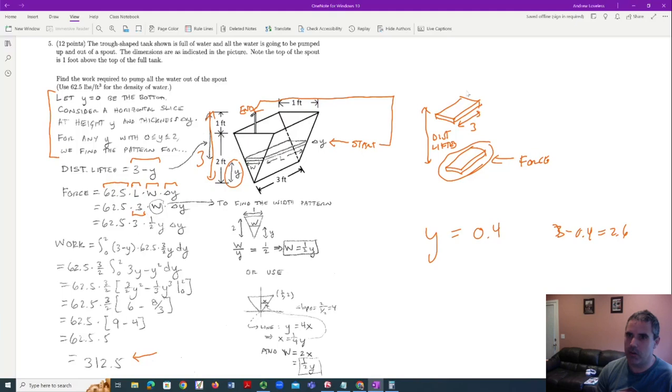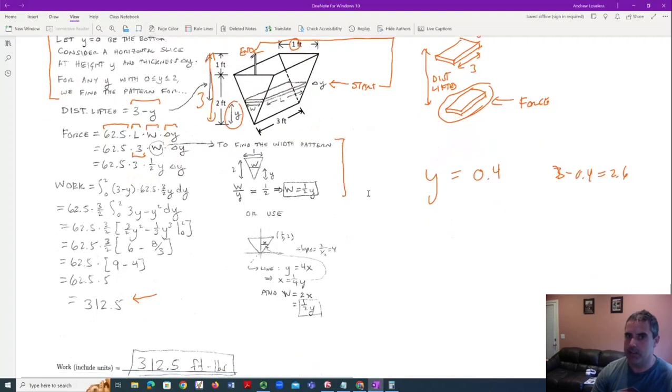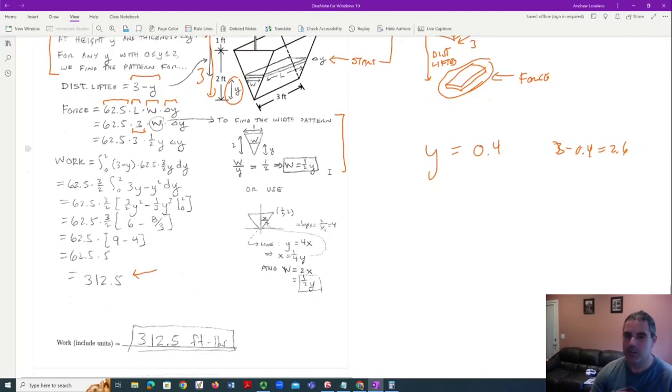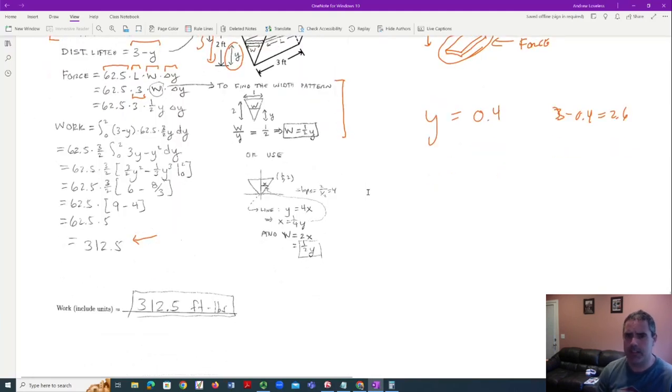And the width, that was the hard part, is changing. When you're at the top, the width is 1. When you're at the bottom, the width is 0. There are many ways to find that width. The homework used similar triangles, which would have worked here. You could say this is y, this is 2, this is 1, this is the width. Similar triangles gives me that the width is 1/2 of whatever y is, which sort of makes sense. When y is 2, it's 1.